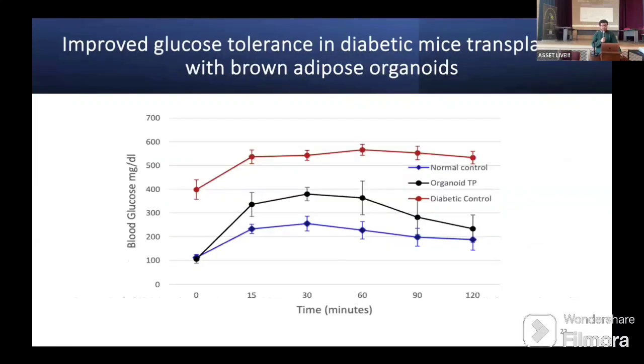We also performed glucose tolerance tests. So during a short period of time, we inject these mice with glucose, and we see how their organism is able to regulate this high new amount of glucose in their blood. And we can see that the mice that were successfully transplanted had very close results compared to the normal control. So they were able to metabolize this glucose and prevent the blood glucose levels from being too high.